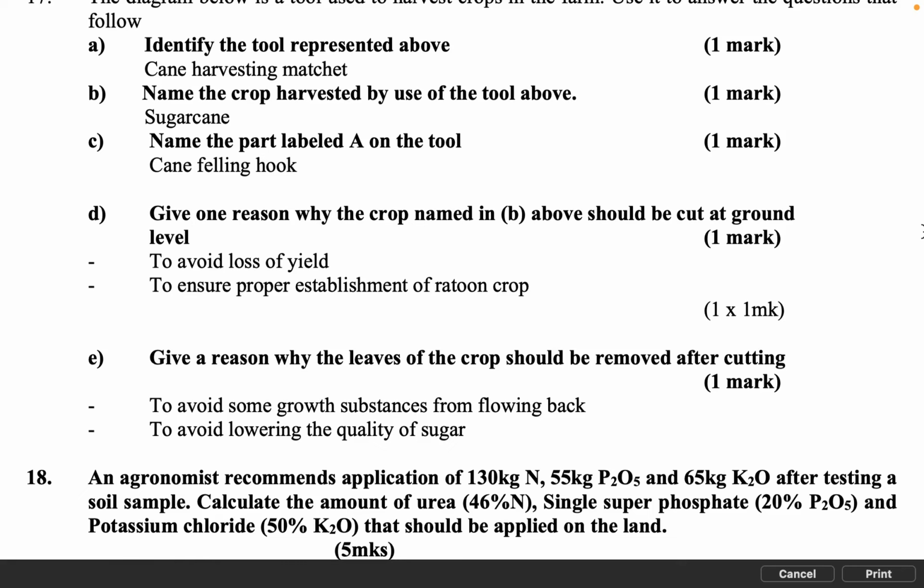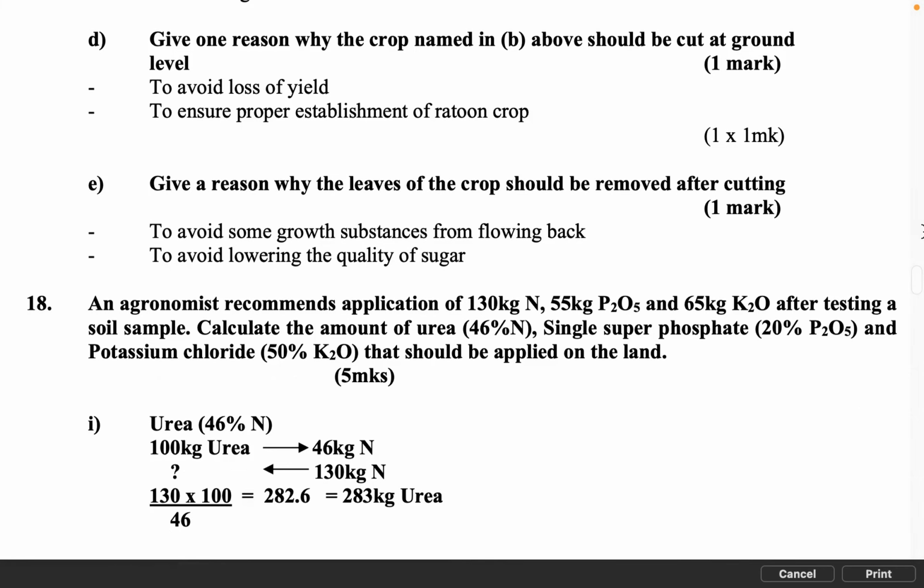D. Give 1 reason why the crop named in B above should be cut at ground level. 1 mark. To avoid loss of yield. To ensure proper establishment of ratoon crop. 1 x 1 MK. E. Give a reason why the leaves of the crop should be removed after cutting. 1 mark. To avoid some growth substances from flowing back. To avoid lowering the quality of sugar.